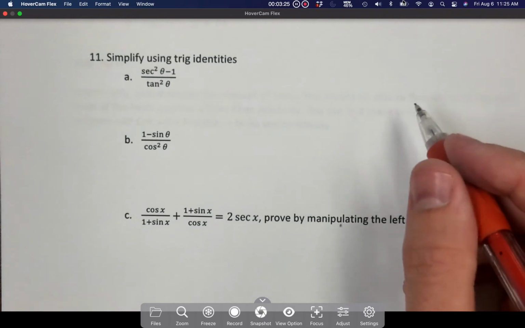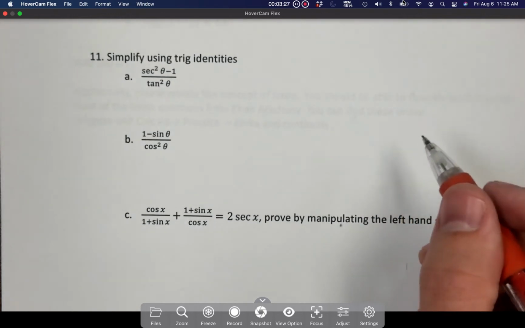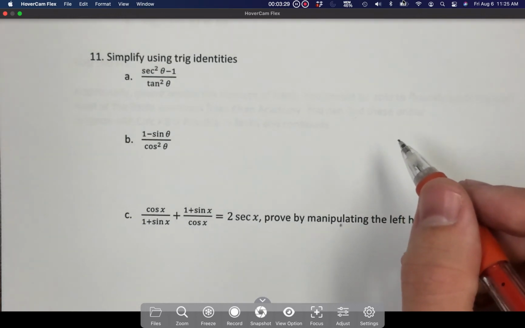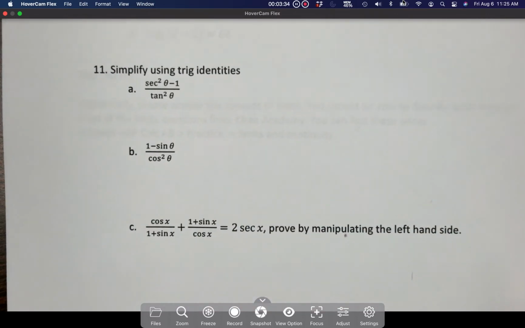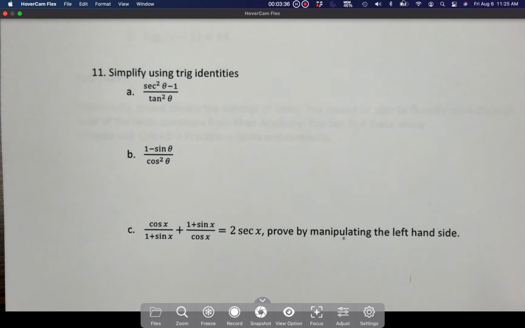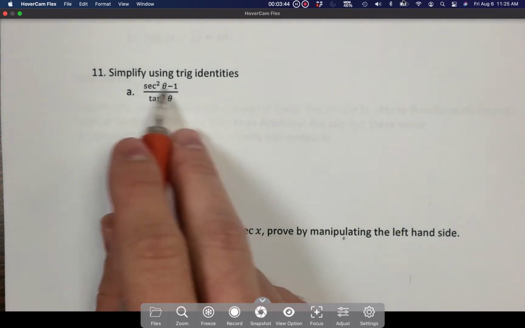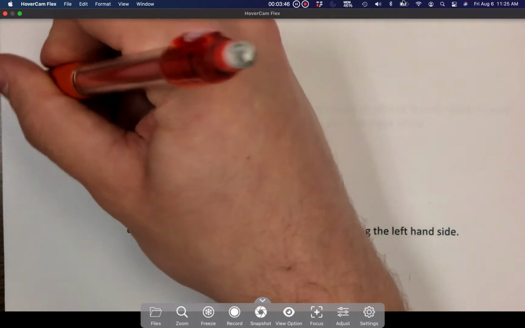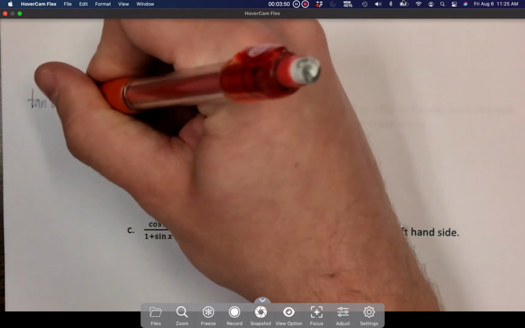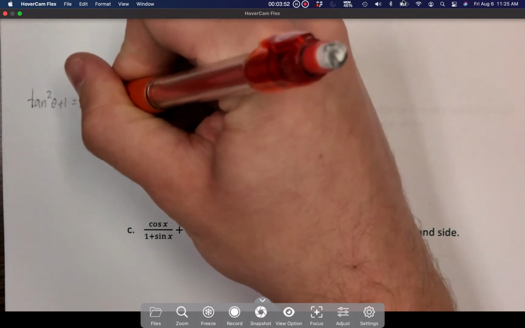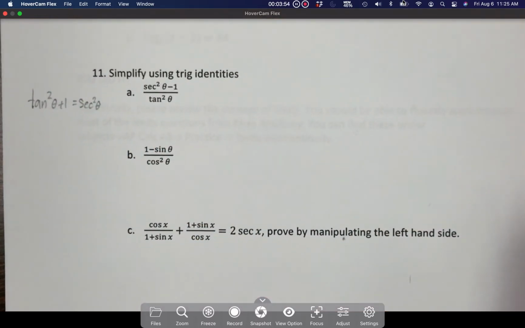Okay, up next, using trig identities. Now, the main identities you can kind of see here are our Pythagorean identities. All right? Now there are actually probably two ways to go about this. Yeah, I'm going to use the Pythagorean identity here because I know there's an identity that says tangent squared plus 1 equals secant squared. That's one of my 3 Pythagorean identities.